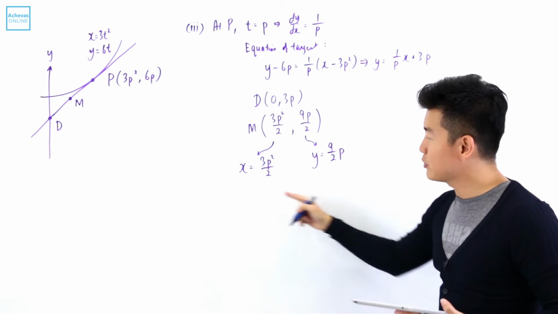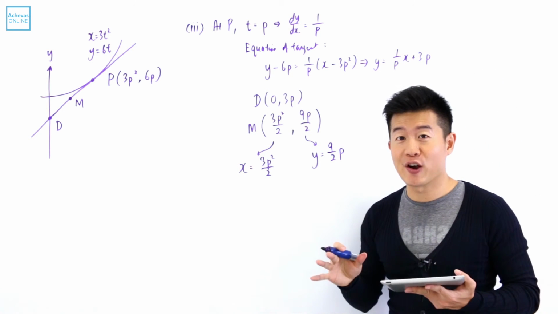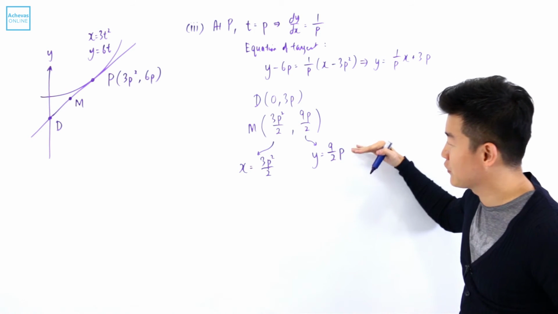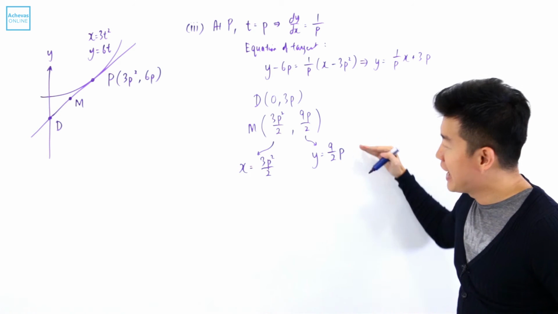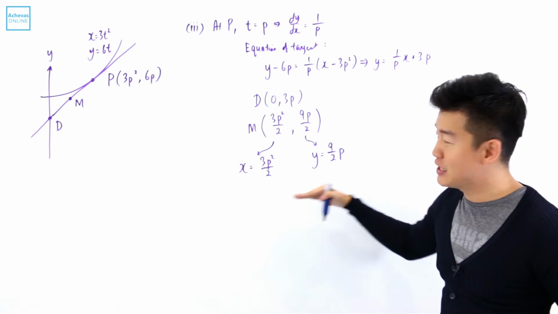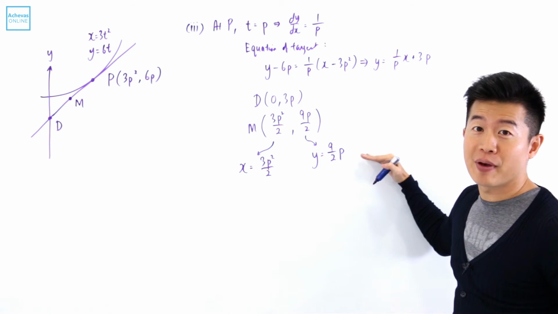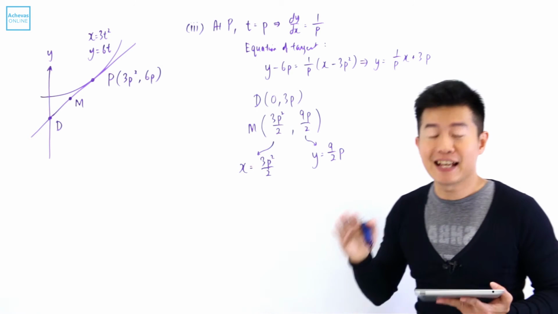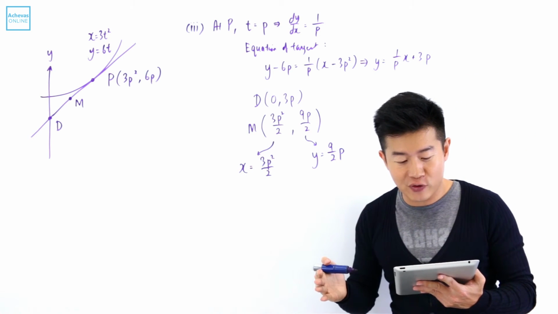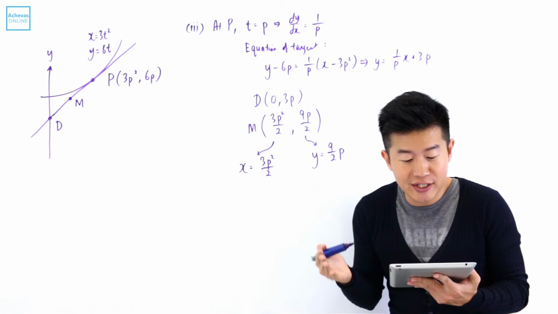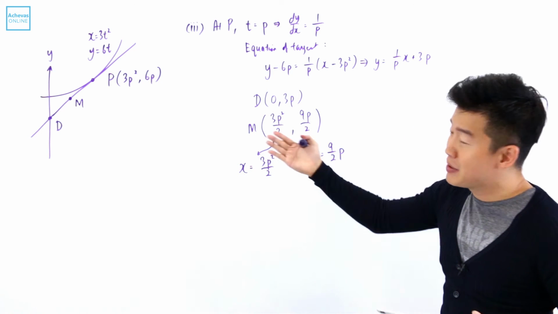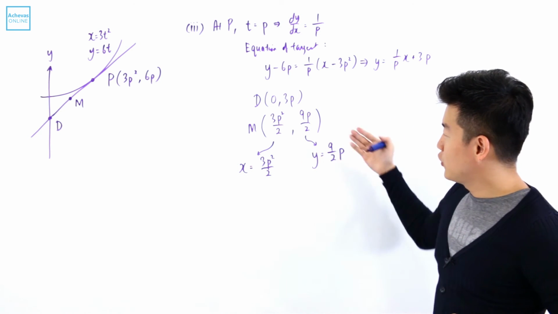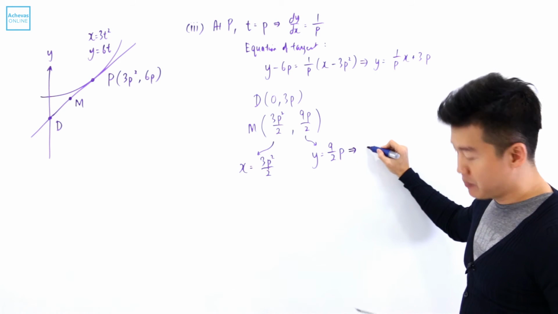And what I'm going to do is treat this as if it is a new pair of parametric equations in terms of the parameter p, and I'm going to try to form the Cartesian equation out of this new pair of parametric equations. And that Cartesian equation is going to represent for us the Cartesian equation of the locus of this midpoint of PD.